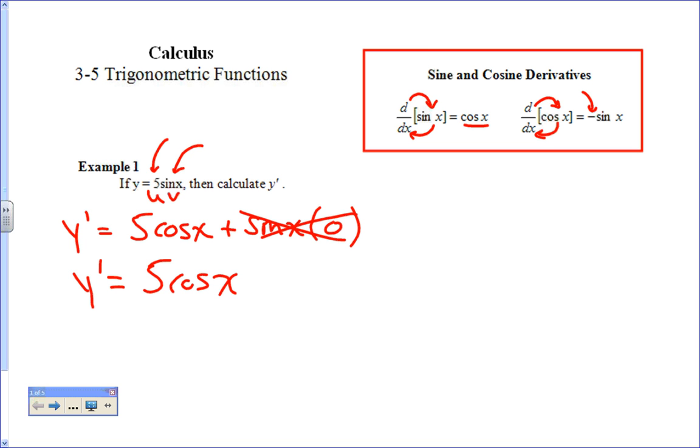And so what's really nice is any constant out in front of the trig, like this 5 here, or any number for that matter, is kind of just along for the ride. And so you can always do product rule if you want, but as you can see here, we really didn't have to. We could have just taken the derivative of sine and gotten cosine. Okay.